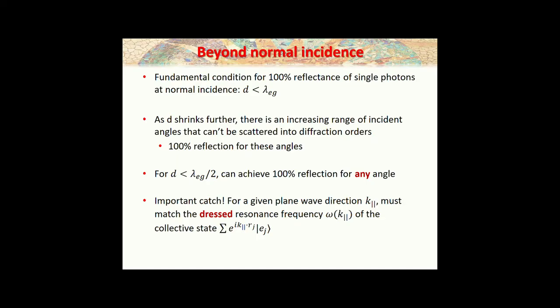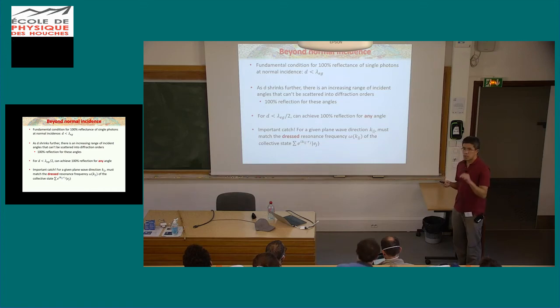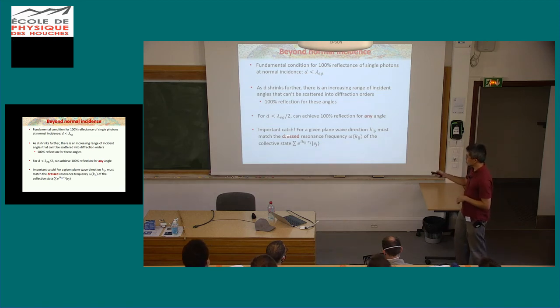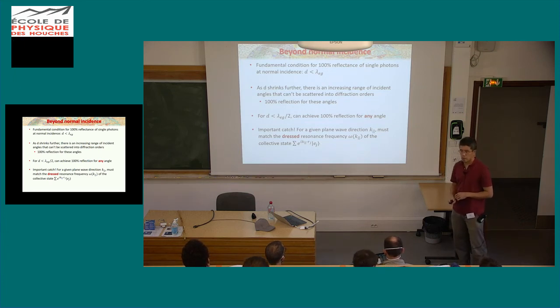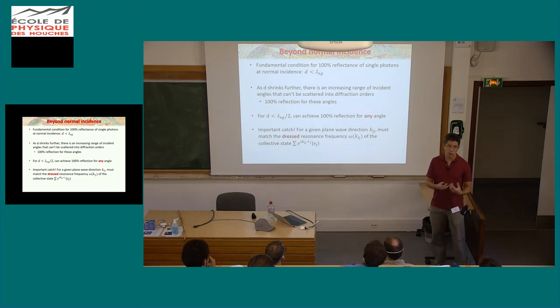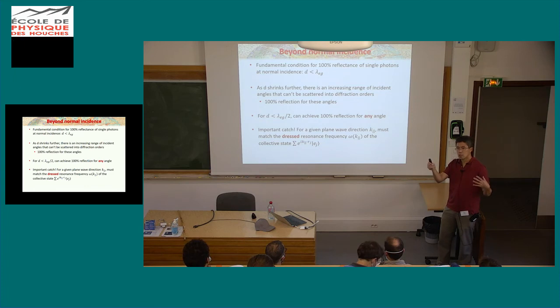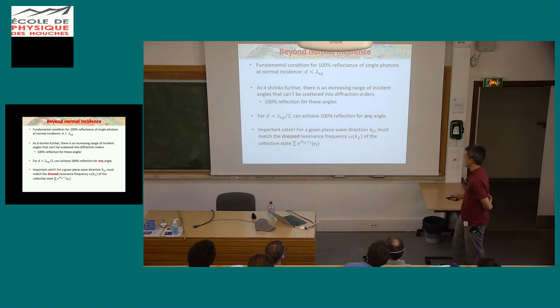There's just one important catch, which is that this light has to come in on resonance. And when I say on resonance, it's not the bare resonance frequency of an individual atom, but the dressed resonance frequency of this collective spin wave that you're exciting. This dressed resonance frequency will in general be different from the bare resonance frequency, essentially because a given atom sees the light coming from all the other atoms, and that introduces some interaction energy.